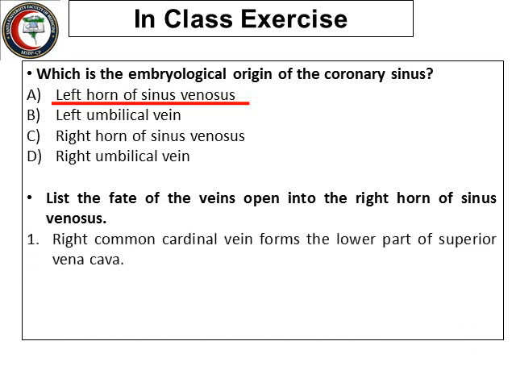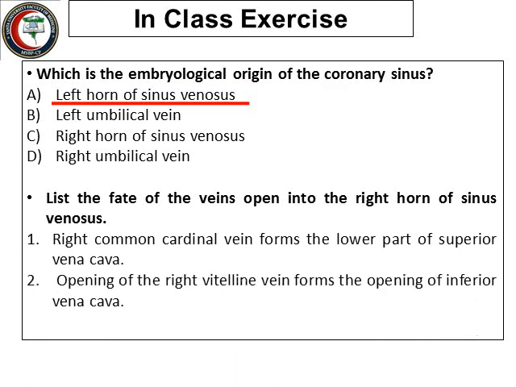Number one, the right common cardinal vein forms the lower part of the superior vena cava. Number two, the opening of the right vitelline vein forms the opening of the inferior vena cava. Number three, the right umbilical vein disappears and loses communication with the sinus venosus.